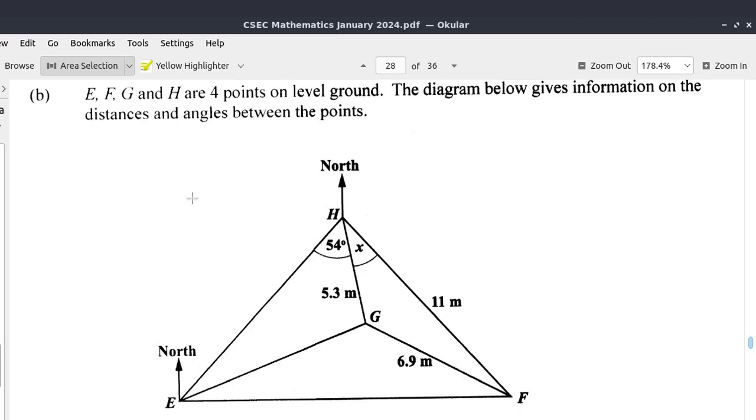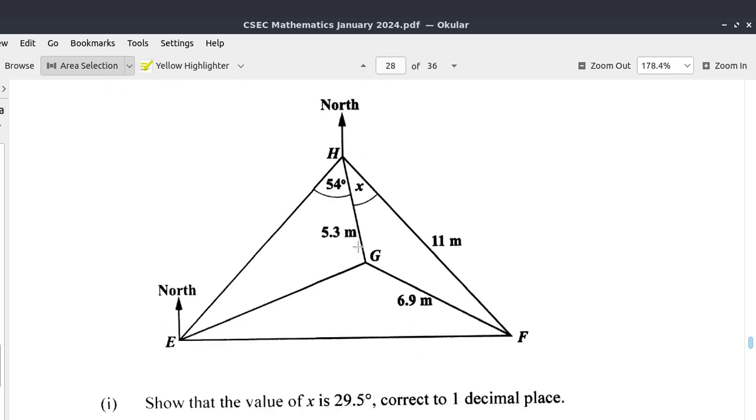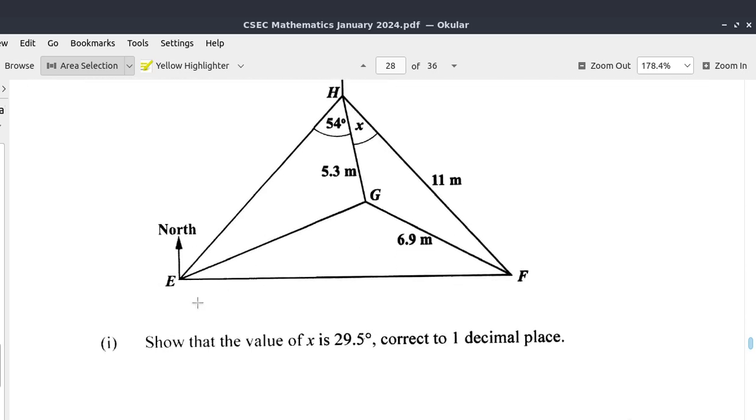Let's look at part B of question 9 from the CSEC Mathematics, January 2024 paper. It says E, F, G, and H. You can see them here, E, F, G, H are 4 points on level ground. The diagram below shows information on the distances and angles between the points. Show that the value of x is 29.5 degrees correct to 1 decimal place.